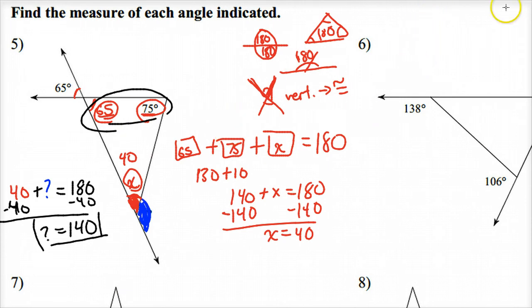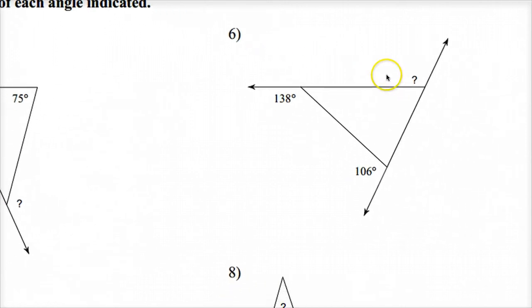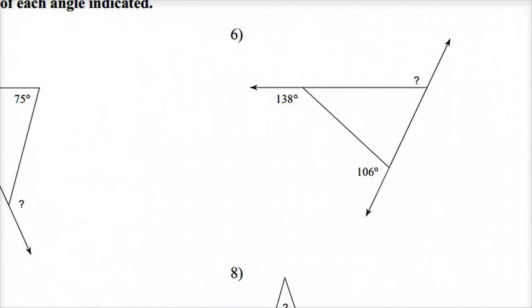All right, let's do some more. Scroll over here to the next one. Get a cleaner look at it. So number 6, same general idea. We've got angles inside and angles outside, and I know that these two angles are going to add up to 180.